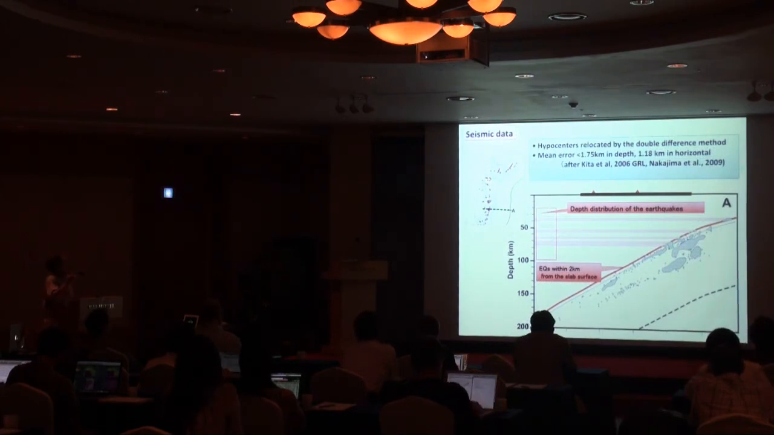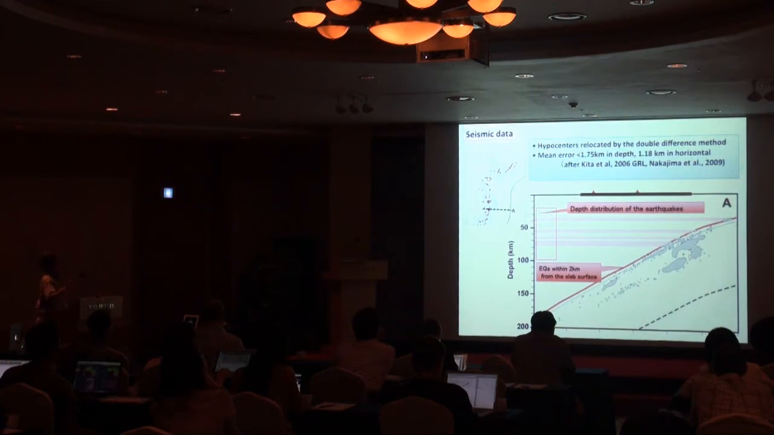Seismic data was taken from Kita, who works with Nakajima-san, both also from Tohoku University. The hypocenters are relocated by the double difference method and have very high accuracy. The error is smaller than 1.75 kilometers in depth and horizontal here.